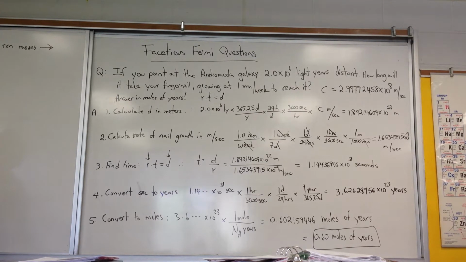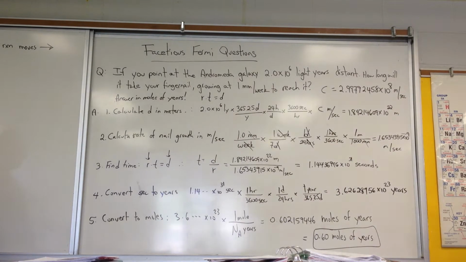To solve this problem, you need to know that rate times time equals distance. You're also asked to give your answer in moles of years, and you also need to know the speed of light, which is 2.99 times 10 to the 8 meters per second. The problem can be solved in about 5 steps.